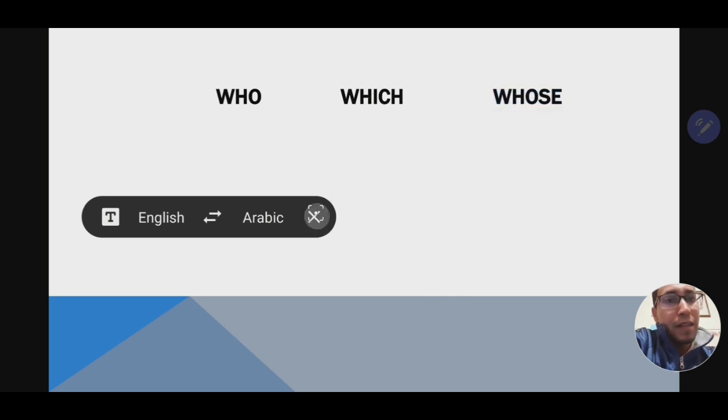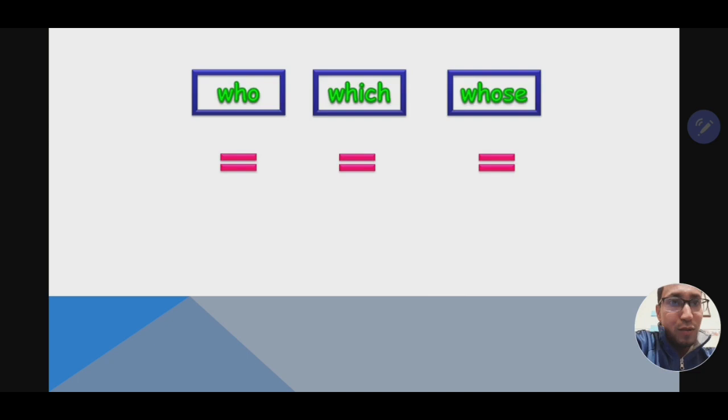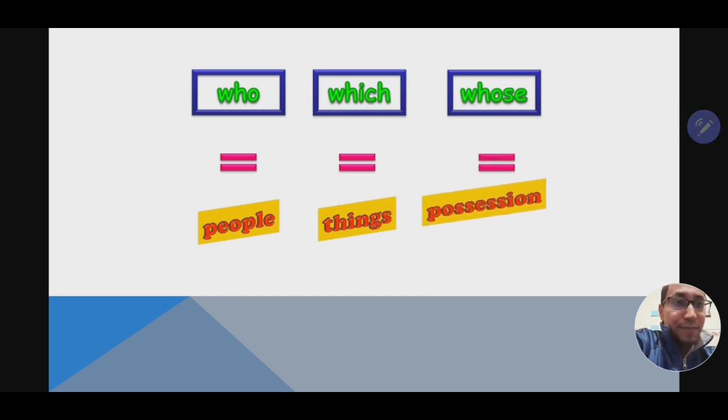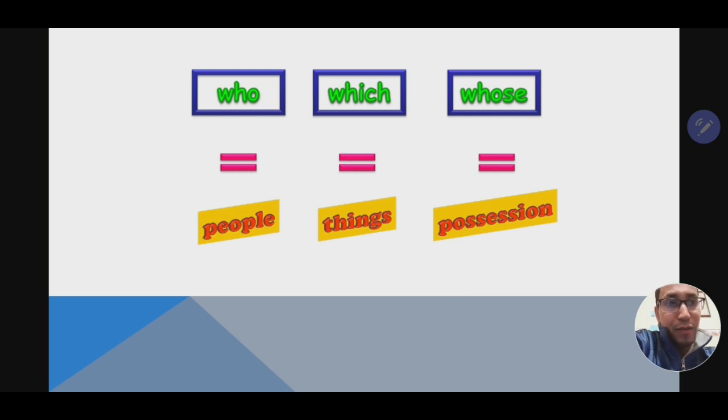So if you realize, or as you know, who is used for people. If you guessed it, you guessed it right. And then which is used for things, and then whose is used for possession, which means ownership of things or people. Now we will see these in examples so you can understand more.